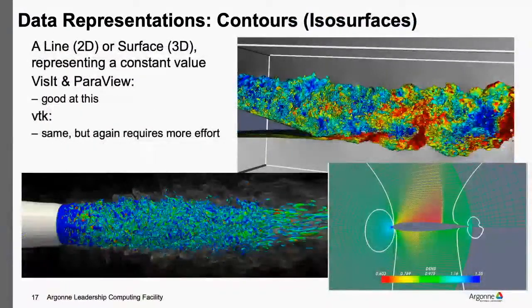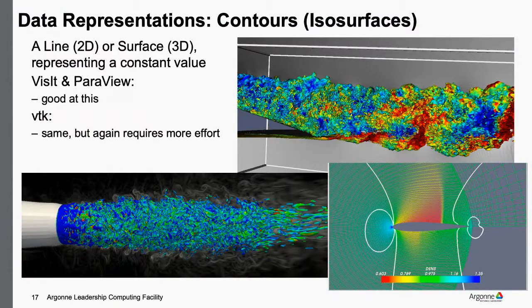So contours or isosurfaces. Isosurfaces for 3D data, isolines essentially for 2D data, right? Basically it represents a constant value through the data. And VisIt and ParaView are both good at this. VTK, because VisIt and ParaView are largely built on VTK, is also good at this, but again, it requires a little bit more effort.